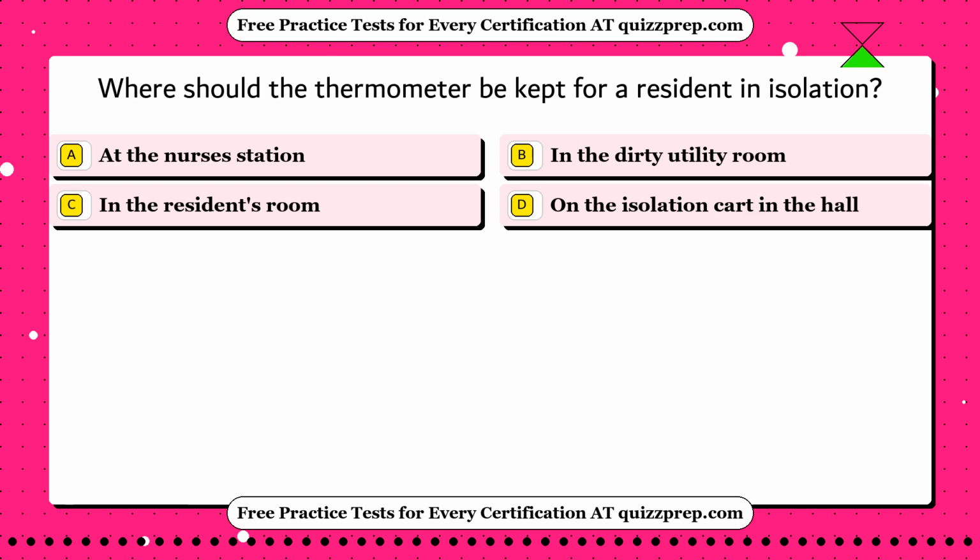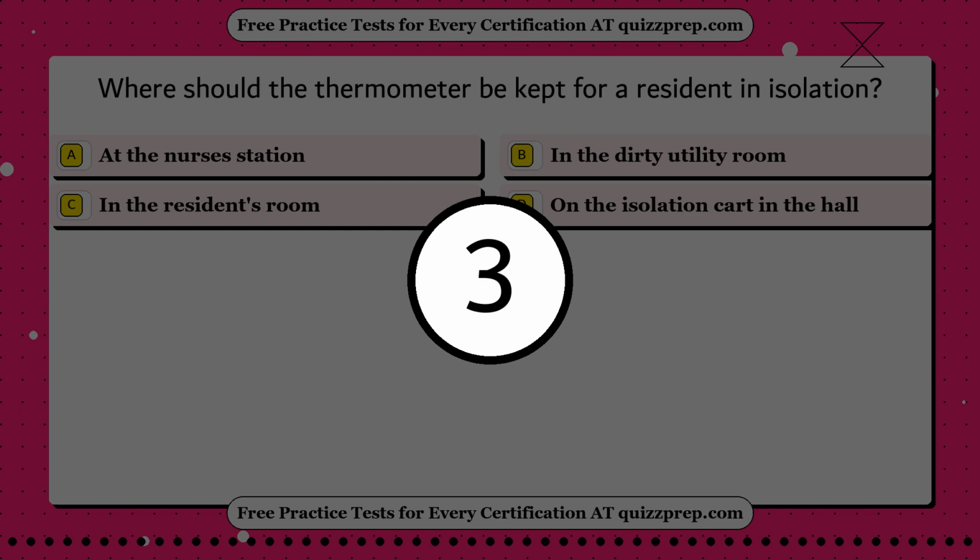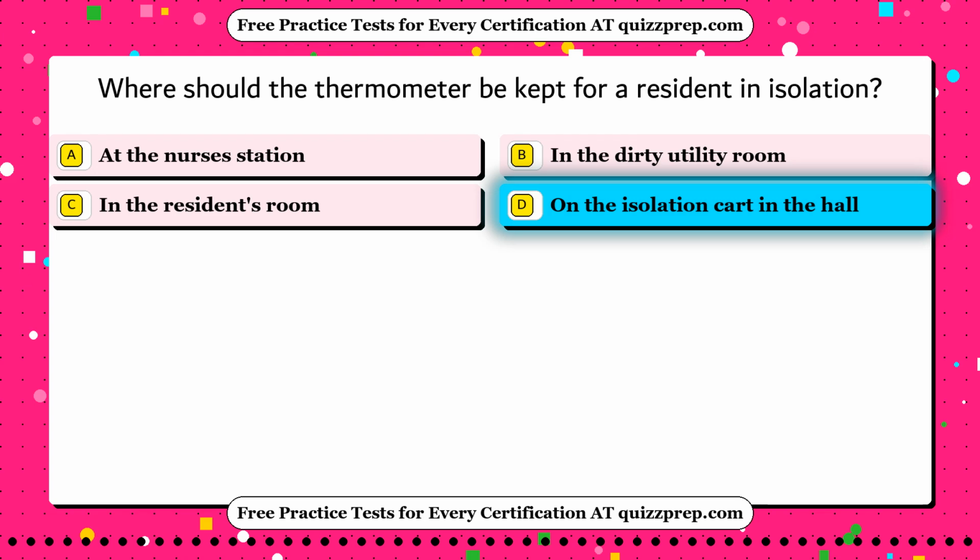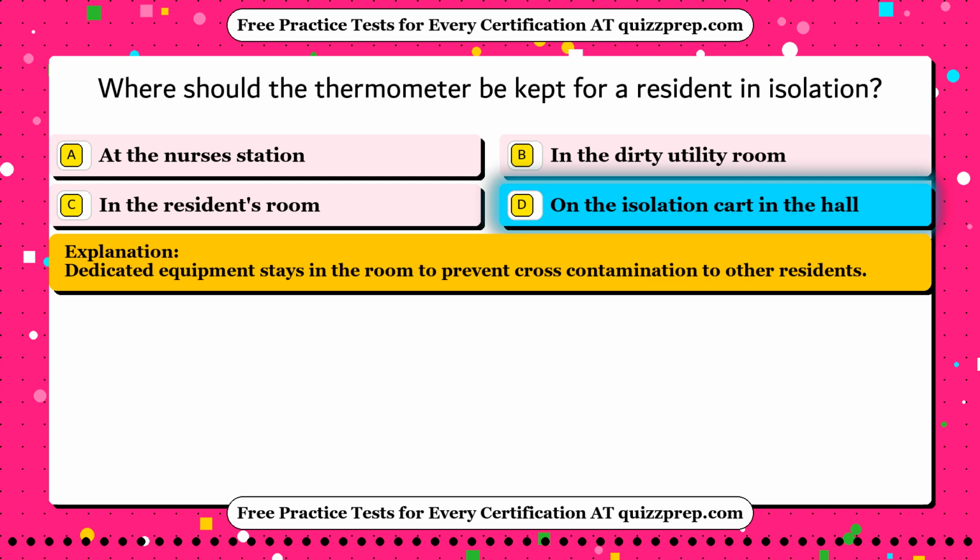Question 143. Where should the thermometer be kept for a resident in isolation? Option A, at the nurse's station. Option B, in the dirty utility room. Option C, in the residence room. Option D, on the isolation cart in the hall. The correct answer is option D, on the isolation cart in the hall. Dedicated equipment stays in the room to prevent cross-contamination to other residents.